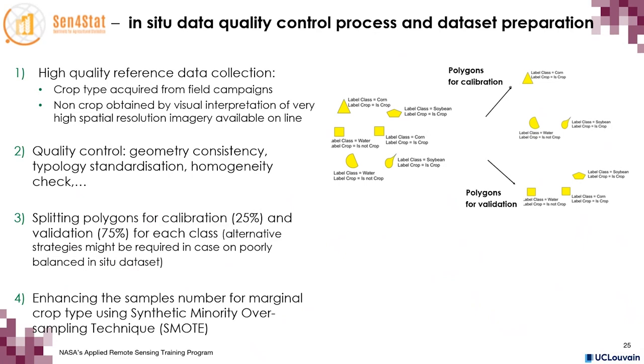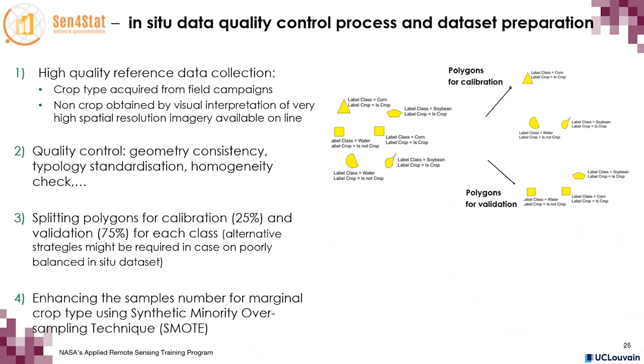Then, according to the use of the dataset, we have to split the polygons into calibration and validation. Typically, a quarter of the dataset will be allocated to calibration and the rest to the validation. The split will take place at the polygon level and not at pixel level. In some cases, because of a poorly balanced in situ dataset, we may have to require some alternative strategy, more complex, but already designed in the Sen4Stat system.